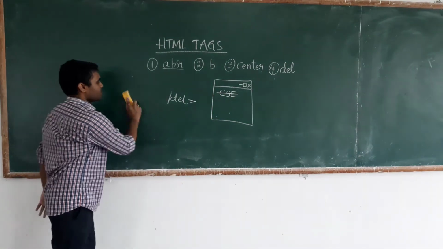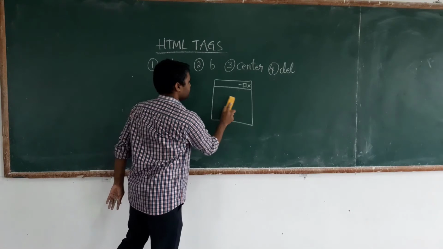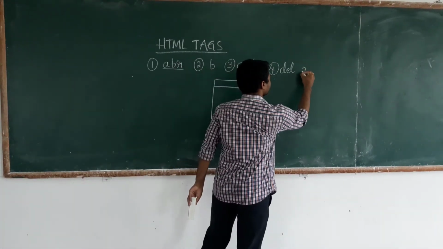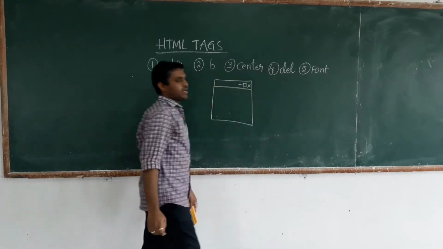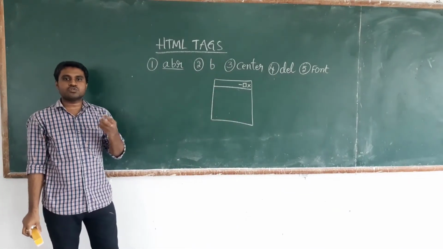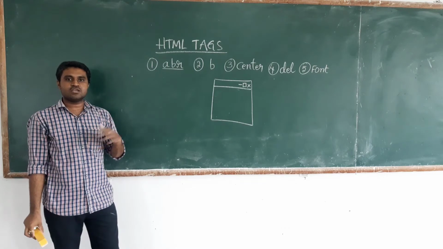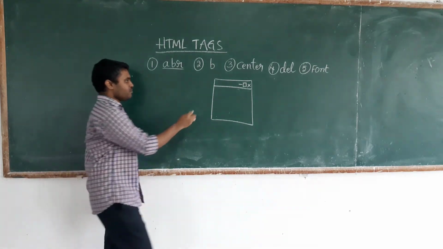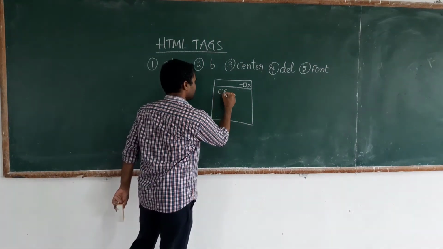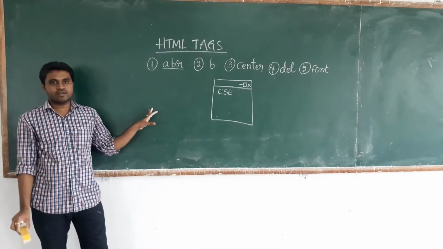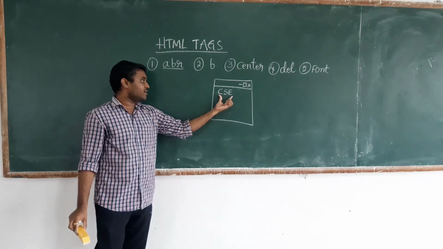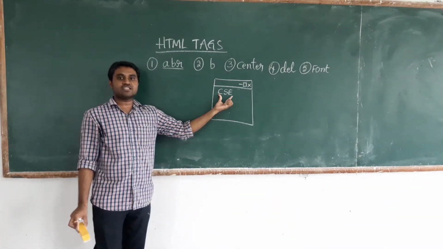So next we will see one more example, one more tag, that is the fifth one. The font tag is used to apply some low level styles to the text. Let us say for example, I want to display the text CSE in red color. That too, this red colored text should be displayed with size 7.